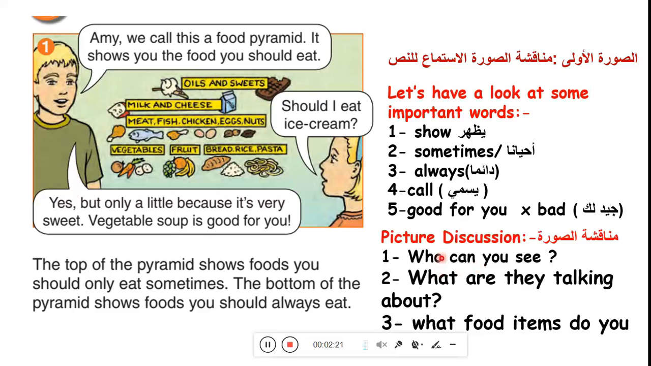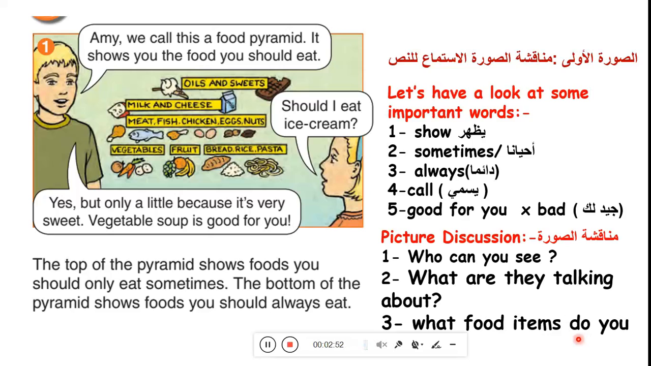Okay, now the first question is who can you see in this picture? Your answer should be we have Ben and Amy. What are they talking about? What do you think they are talking about? As you see here, we have some food items. So they are talking about food, in general, healthy and unhealthy food.